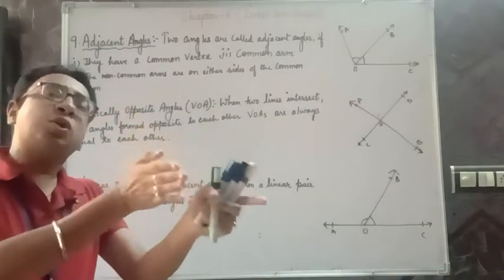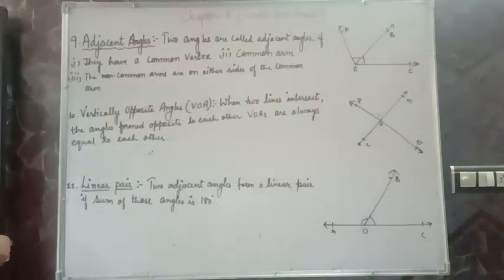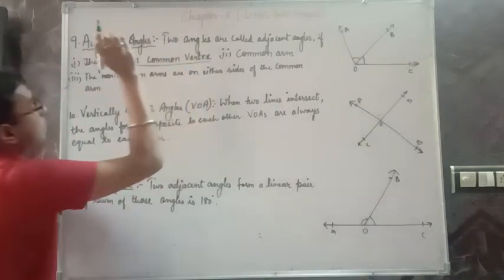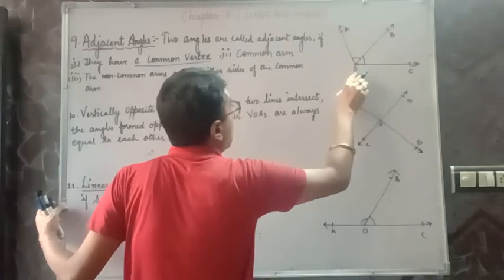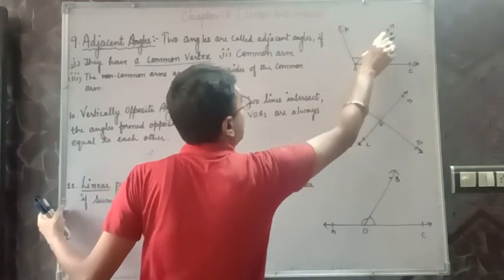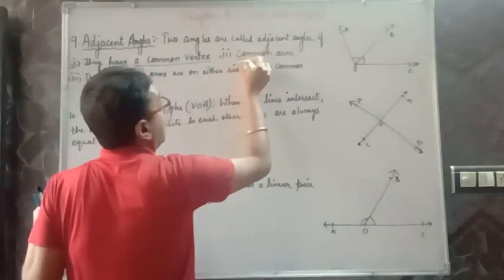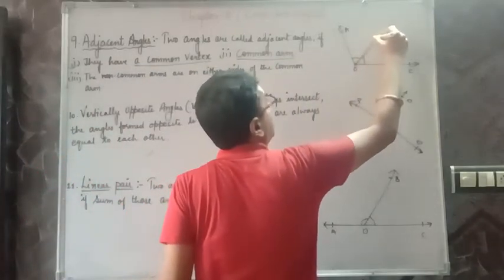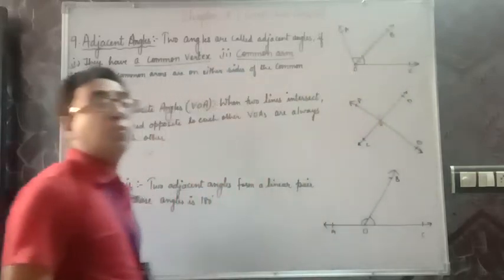She is sitting adjacent to him. So adjacent means next to it. Understand the definition: two angles are said to be adjacent if they have a common vertex. This is the first point. O is the common vertex for angle AOB and BOC. Verified. Second, common arm. Can I say this arm OB is common for both angles? Yes. AOB, BOC, OB is in both the angles.